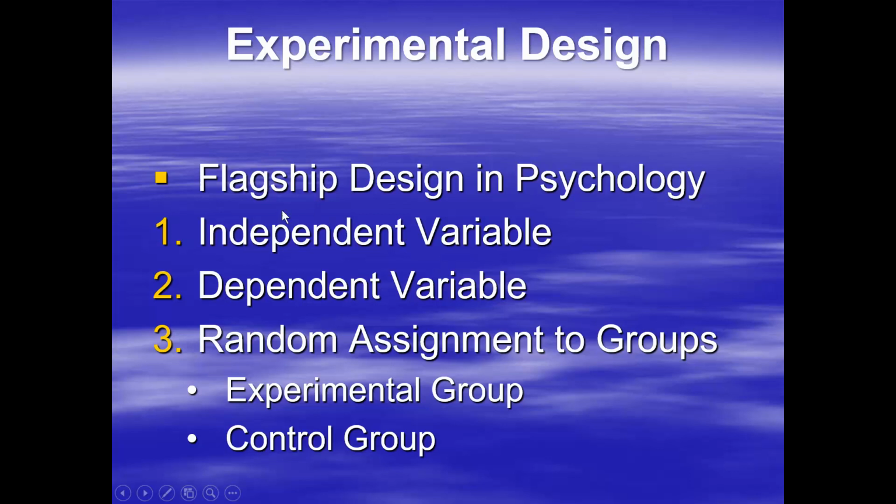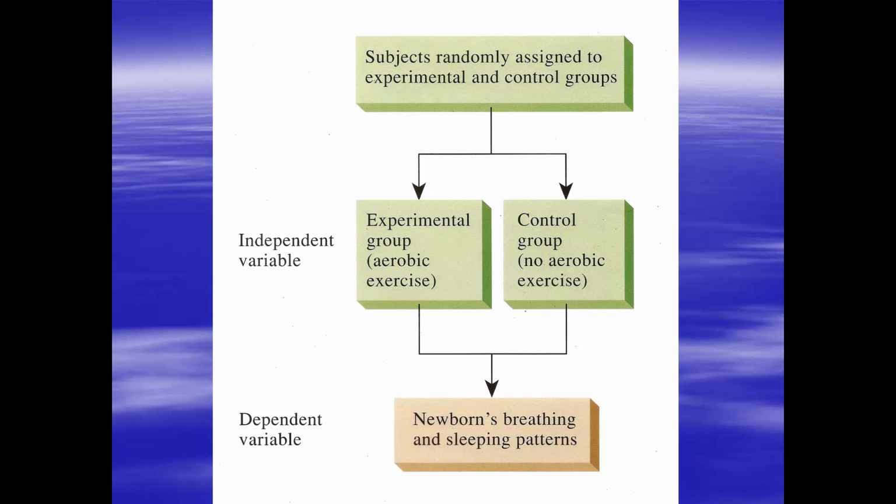So what we would do is expose the experimental group to the independent variable. The control group would not be exposed to that, and then we would measure this particular variable afterwards. So to put it in perspective, I'm going to give you an example. Let's say that our subjects are pregnant women that we've randomly selected. All of these women are around the same time in their pregnancy, and we would randomly assign those pregnant moms to one of two groups. Once again, the experimental group and the control group.